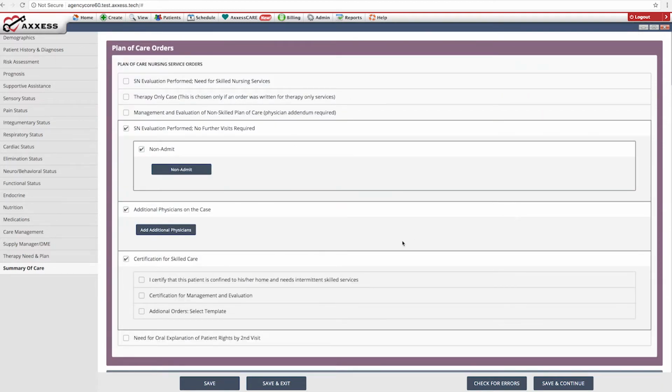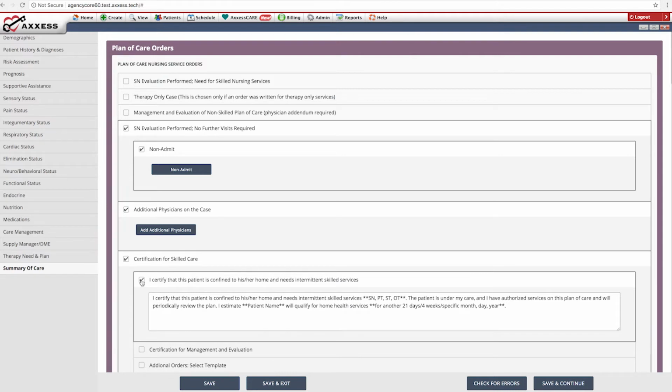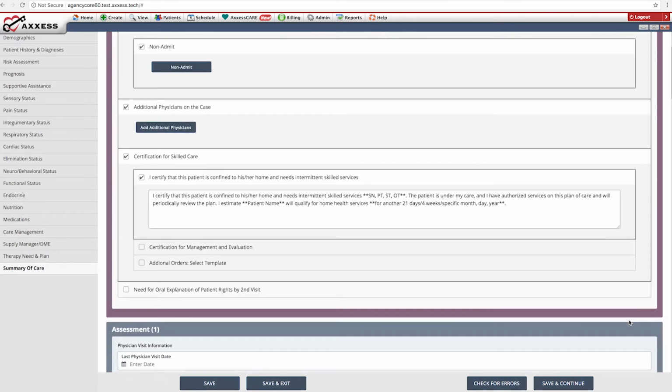Certification for skilled care. This is very important because this right here, I certify that the patient is confined to home. This is the information that will flow to the actual plan of care. And so you want to be sure that you check that information.